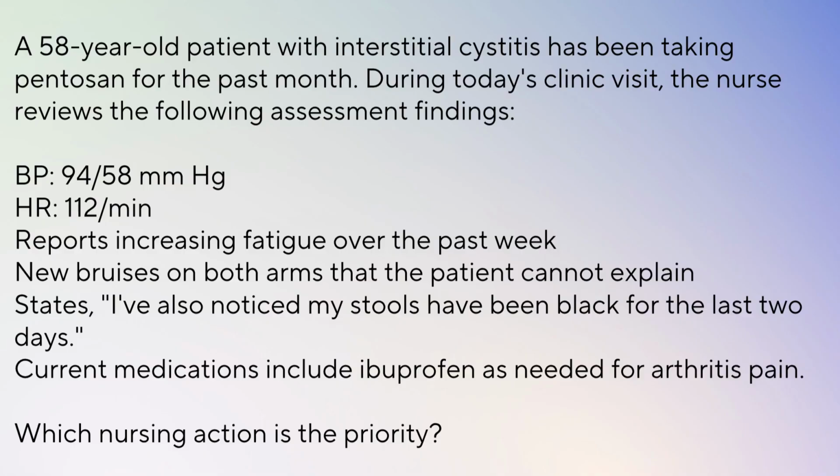Are you ready for the next NCLEX clinical judgment challenge? Here it is. A 58-year-old patient with interstitial cystitis has been taking Pentosan for the past month. During today's clinic visit, the nurse reviews the following assessment findings. Blood pressure 94/58. Heart rate is 112 beats per minute. Reports increasing fatigue over the past week. New bruises on both arms that the patient cannot explain.